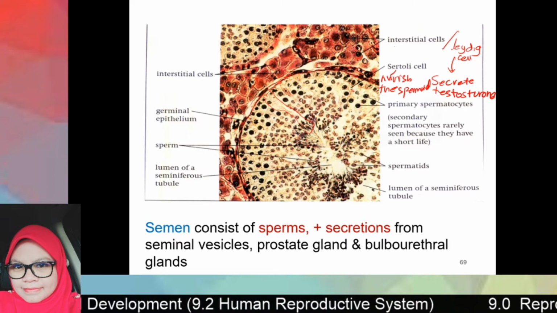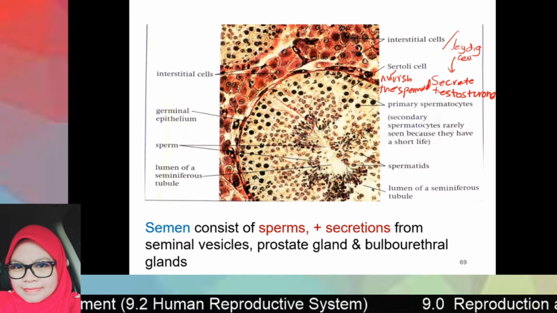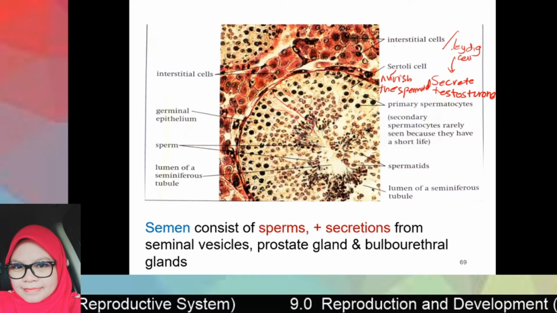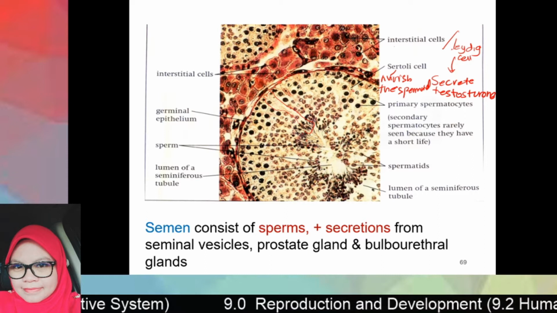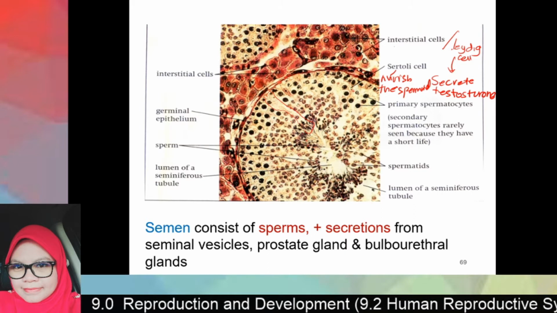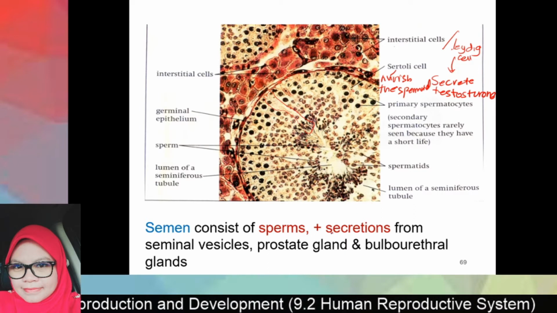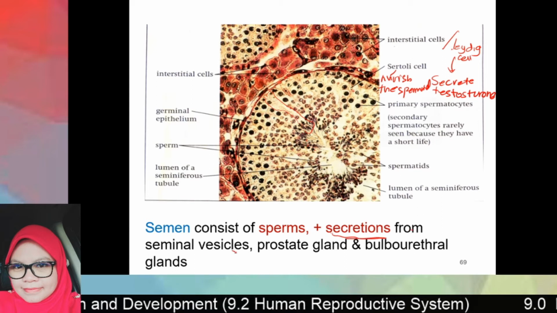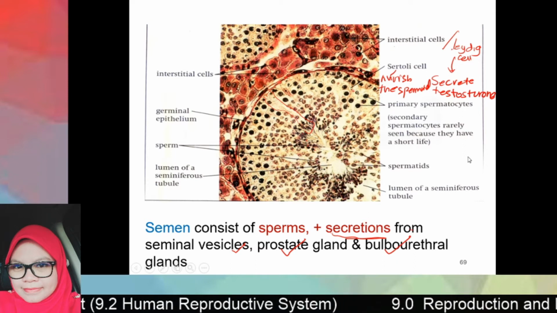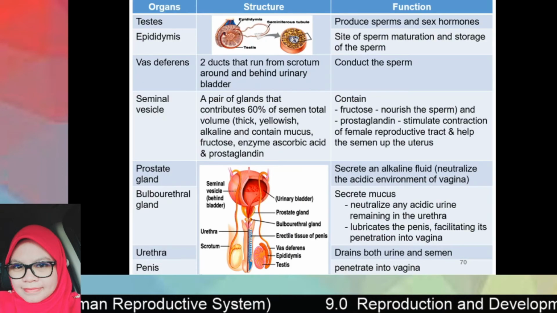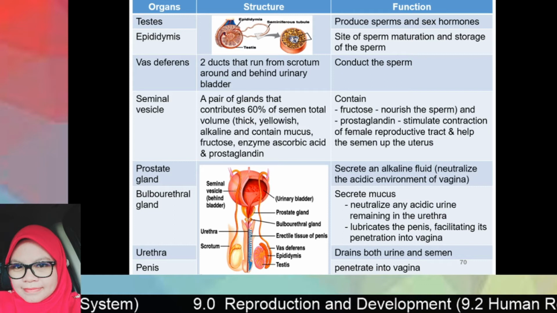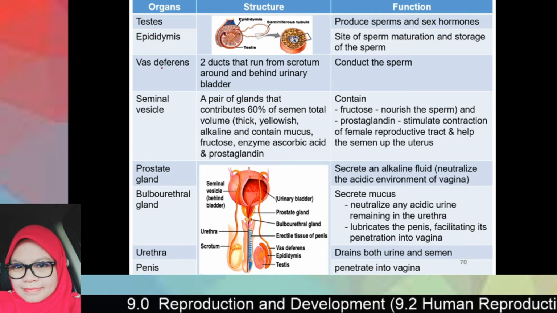And then, okay, the fluid that is ejected from the male body is called semen. Okay, fluid yang terkeluar daripada penis of male, kita panggil dia sebagai semen kerana dia ada sperm and ada secretion. So the secretion, okay, the liquid is actually from the seminal vesicle, prostate gland, and bulbourethral gland. Okay, here, detailed structure, and then the function of male reproductive structure. Epididymis.